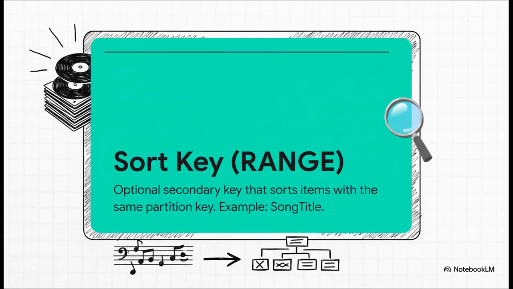Then there's the sort key, or range key. Now, this one's optional, but it is so useful. What it does is organize all the items that share the same partition key. So if our artist is the partition key, all of their songs can be neatly sorted by the song title. This makes it super easy to find a specific song or a whole list of them. And honestly, this combination of partition and sort key, that's the secret sauce. It's what makes DynamoDB so fast for these kinds of queries.